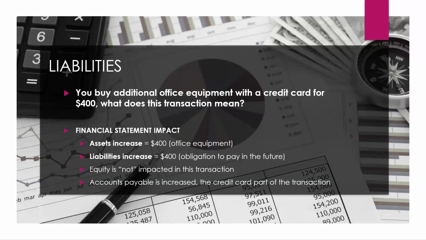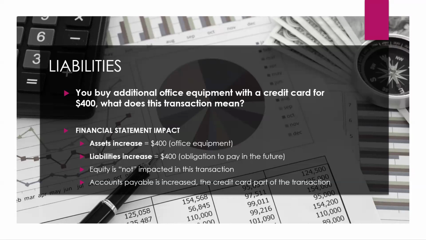So here's the example. You buy additional office equipment with a credit card for $400. What does this transaction mean? So last time we talked about the impact of owner's equity and assets. In this case, the financial impact is going to be an increase of assets, $400 for the office equipment that was purchased, right? Because it's tangible. It is an item that falls under the classification of assets.